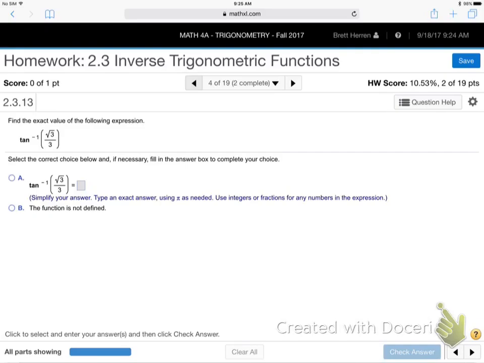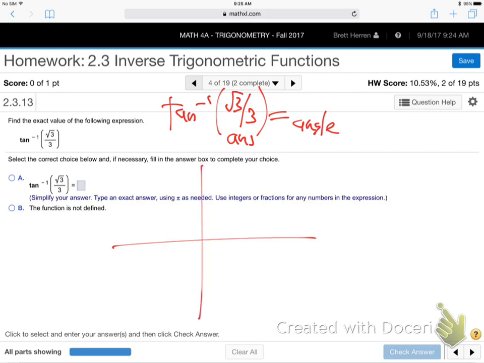Okay, so they want us to do tan inverse of root 3 over 3. So again, this is the answer. They're asking for the angle, right? It's reversing of inputs and outputs. They want an angle. So right away, I would draw a little unit circle.